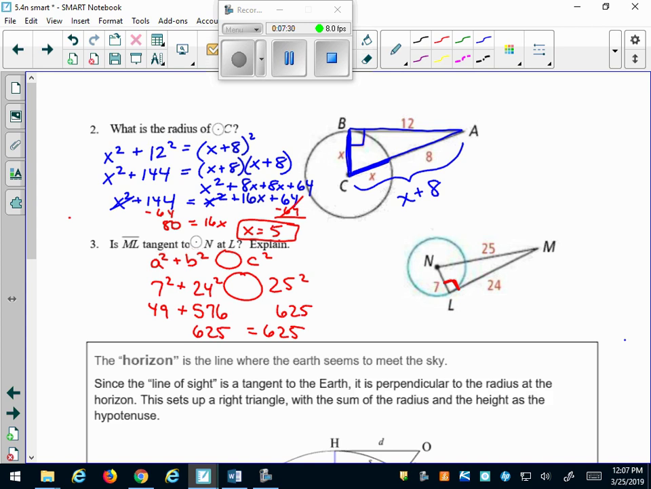So it comes out equal. So what does that mean? Yes, it's tangent, because the Pythagorean theorem works. So there is a right angle, which makes it tangent.